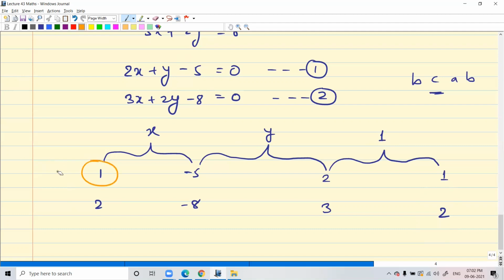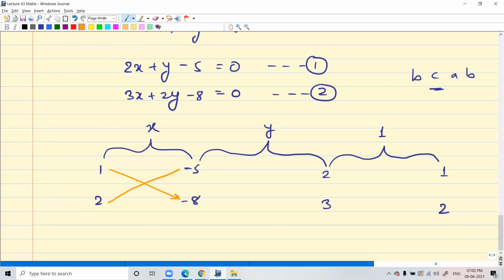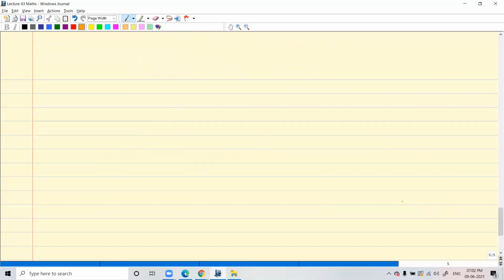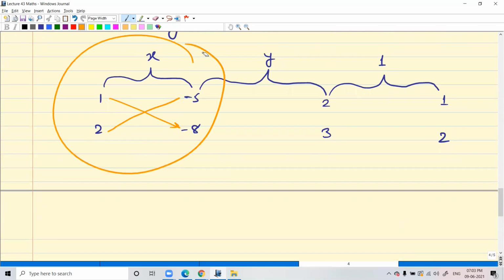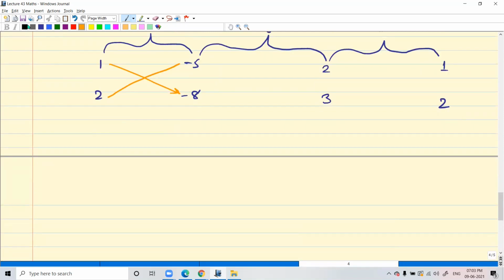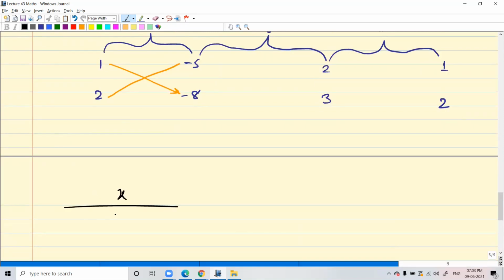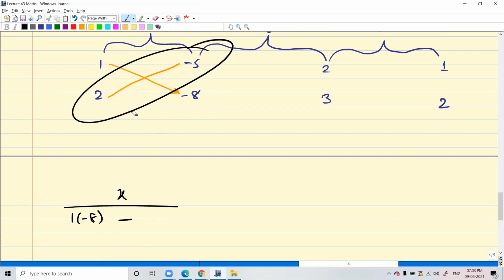We start with the top number 1 over here, top left corner. Start with 1, multiply it with minus 8, then subtract 2 multiplied with minus 5. So let me write that along with this. This pair is below X, so I will write X by these numbers: 1 into minus 8. And then I have to subtract. Don't forget the subtraction, minus. Don't add. Subtract 2 into minus 5.